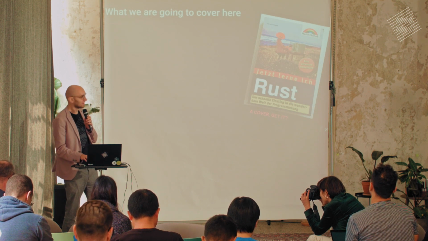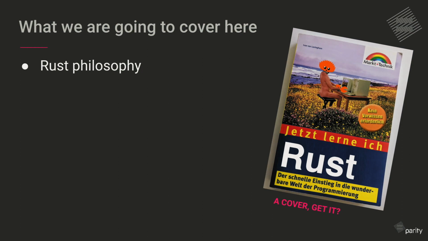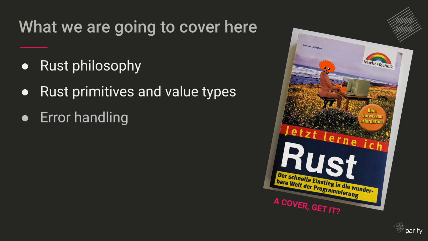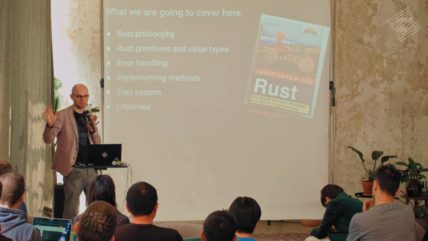So what are we going to cover here? First, the Rust philosophy: what are the principles, and a broader review of the code, which by example shows why this is useful. Then very basic primitives like numbers, stuff like that. Error handling, implementing methods on types. The trait system, which is super cool, and, time permitting, lifetimes.